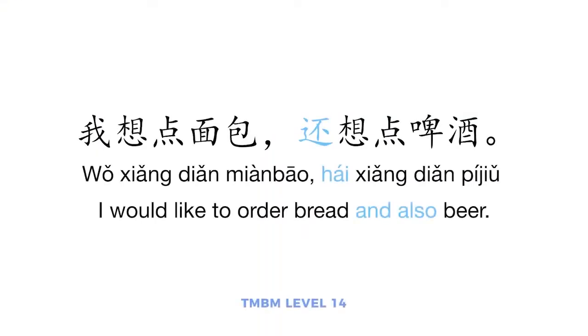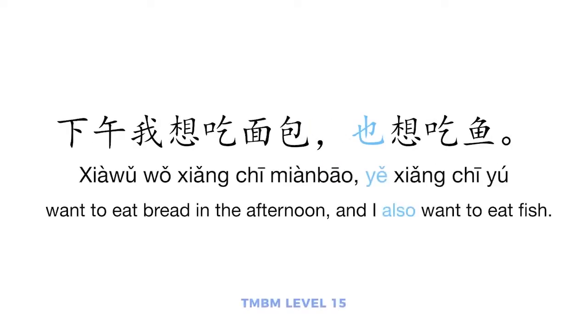Okay, let's look at another two sentences that both have essentially the same function, but with two different words. So the first sentence is 我想点面包还想点啤酒. Right, so that would mean I would like to order bread and also beer. The next sentence is 下午我想吃面包也想吃鱼. Right, so this would mean I want to eat bread in the afternoon and I also want to eat fish. Now, a question that might come up is, why are we separating it? Why would you just not say 我想点面包和啤酒? So that sentence is just connecting 面包 and 啤酒 with 和. So that's just I want to order bread and beer. So why would you have the other one that kind of separates them by using 还 or 也?